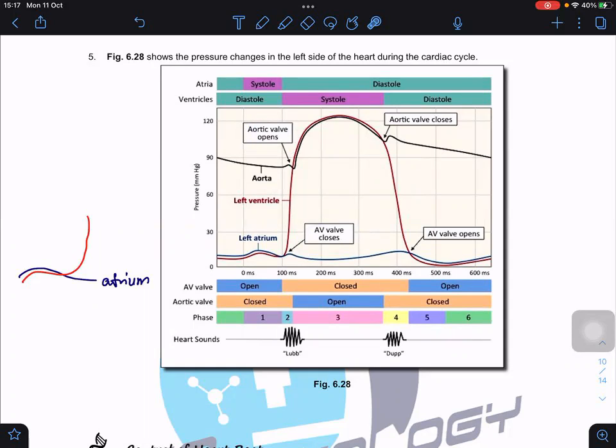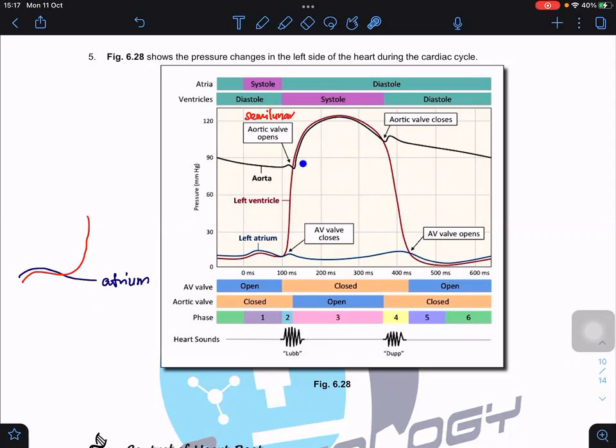Now the semilunar valve. This is the semilunar valve, and because it's the left side, it's the aortic valve. So this semilunar valve opens, but with a slight delay. Why? Because we need to build up the pressure. The contraction is not straight away. It's slow, even though it's within milliseconds. So the contraction takes place, pressure builds up.